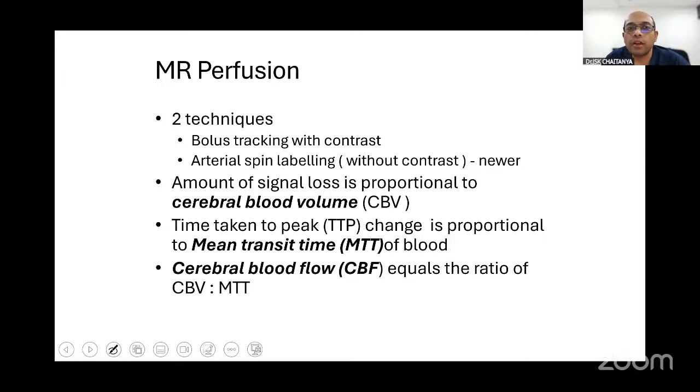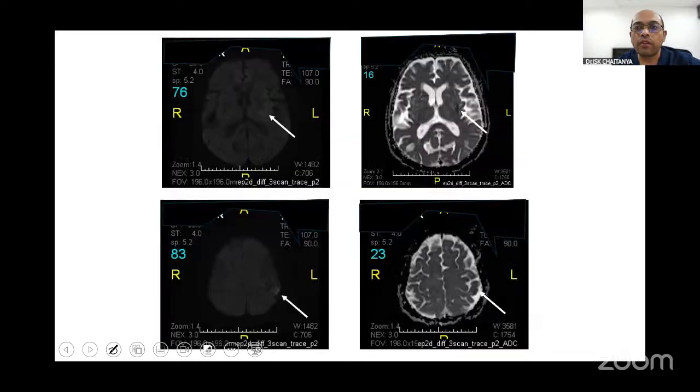Similarly, there is something called arterial spin labeling. This is a novel technique where, without administering contrast, we can do perfusion imaging. Here, as I said, by trying to assess the cerebral blood volume within a given brain parenchyma and trying to assume the mean transit time taken for the blood to traverse through these areas, we try to identify the core area and the penumbral area. I'll explain through some images so that you can easily understand.